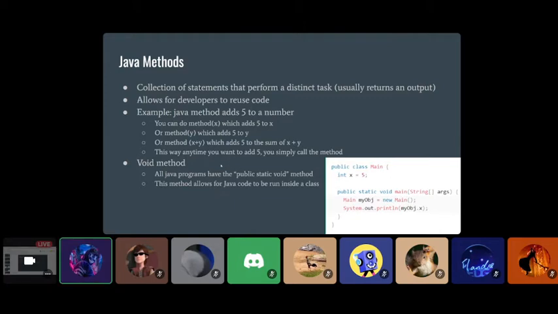The last thing about methods is the void method. All programs have a public static void method, as you can see right here, public static void main string args. That's the initial method that Java creates just to run the Java code. So as you can see here, the method allows for Java code to be run inside a class.